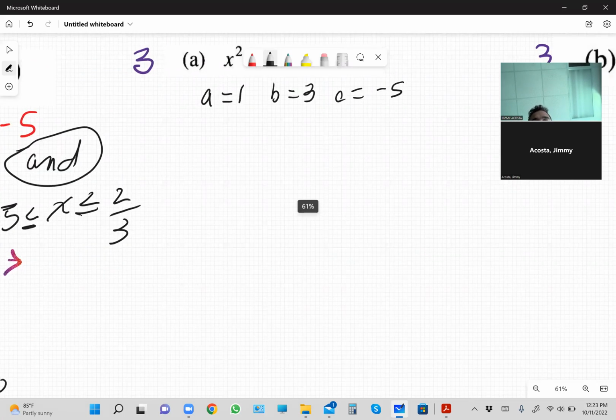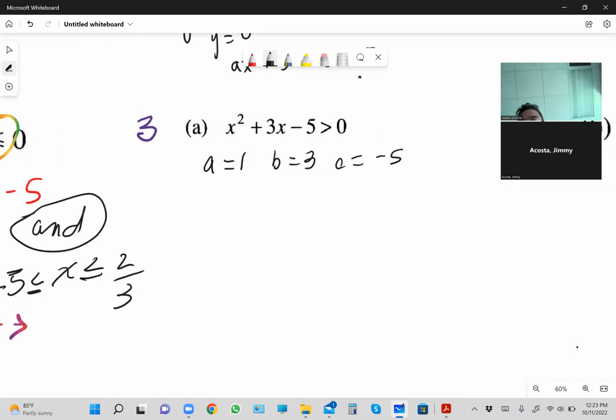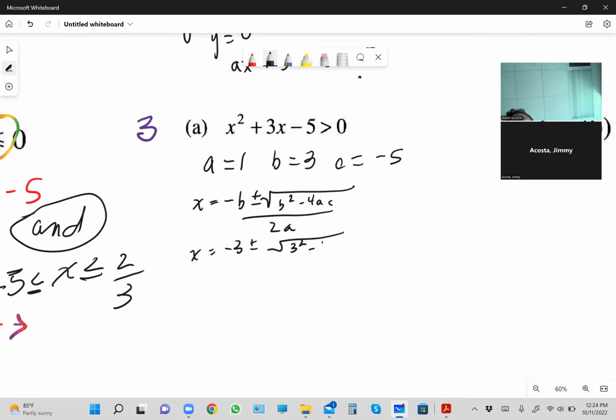Let me zoom in a little bit. So we have x equals negative b. Don't forget the negative. b squared minus 4ac all over 2a. x equals negative 3 plus or minus the square root of 3 squared minus 4 times 1 times negative 5, divided by 2 times 1. x equals negative 3 plus or minus 9 plus 20. Be careful with your signs. Some of you, when you're taking the test, you weren't careful with your signs.